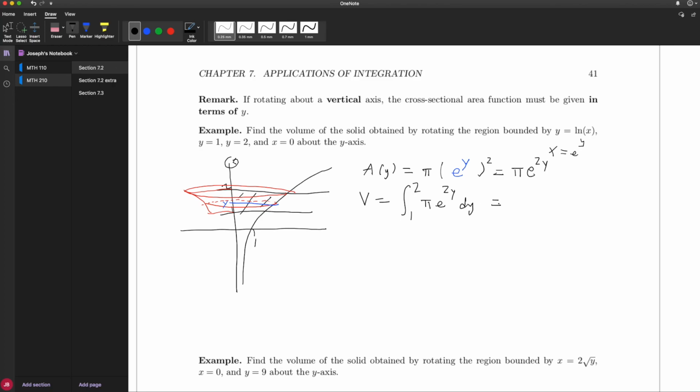If we remember our antiderivative rules, this is e to the kx, so its antiderivative is 1 over k e to the kx. And taking account that pi there, it looks like we're going to get pi over 2 e to the 2y from 1 to 2.